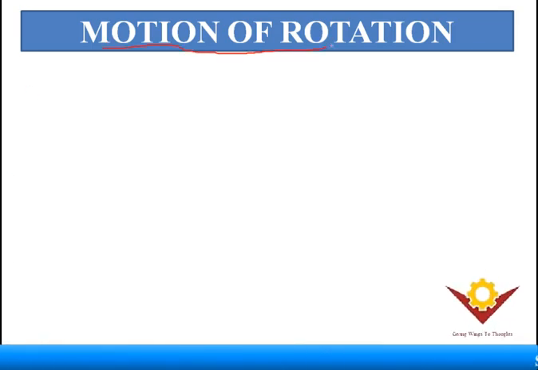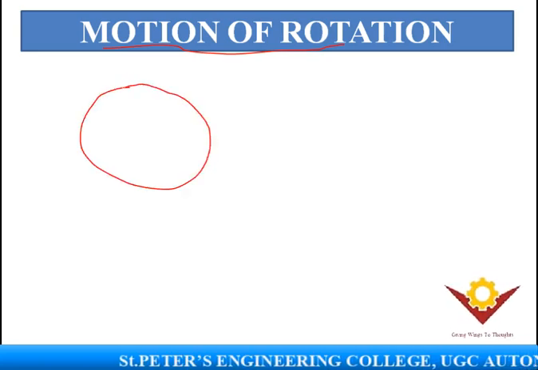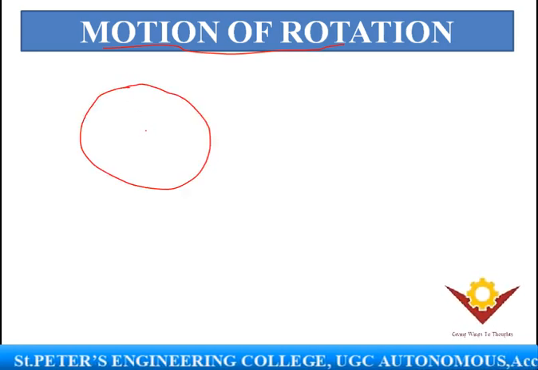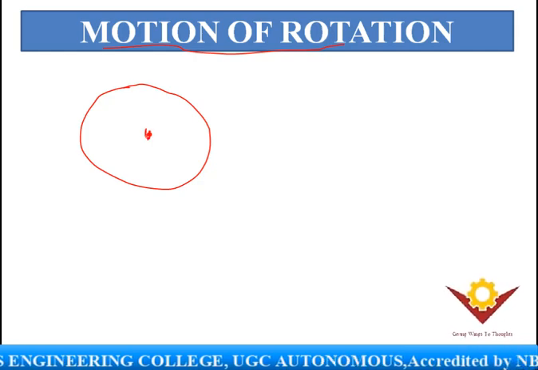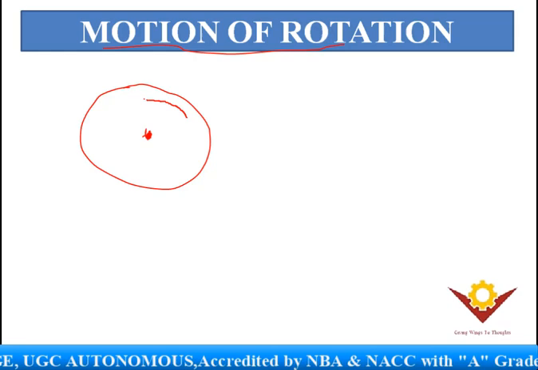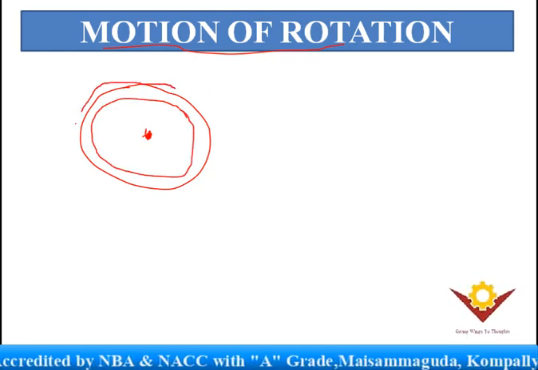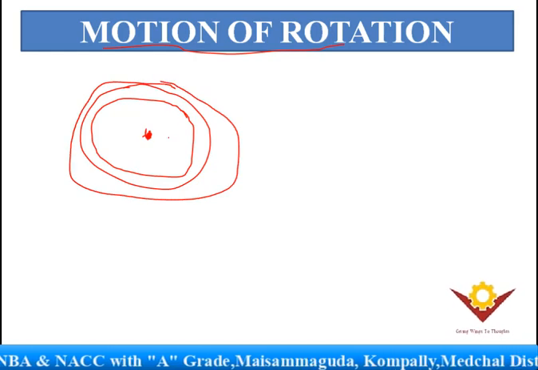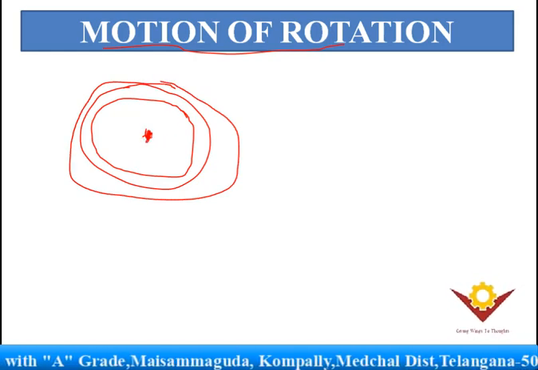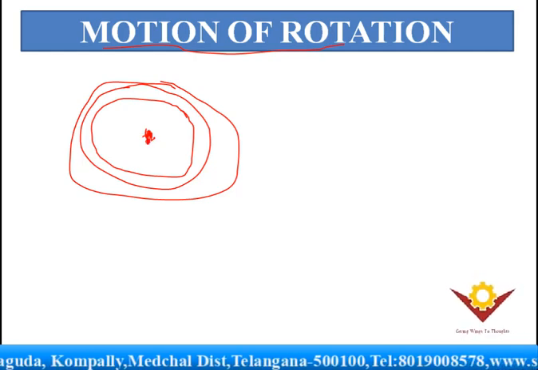In this session we'll see motion of rotation. Motion of rotation occurs when all particles move in a concentric circular path with a common center, and this is your axis of rotation. Around this, all the particles of a particular rigid body move in concentric circles. And this axis of rotation, or this particular center, may lie inside your body or outside your body.